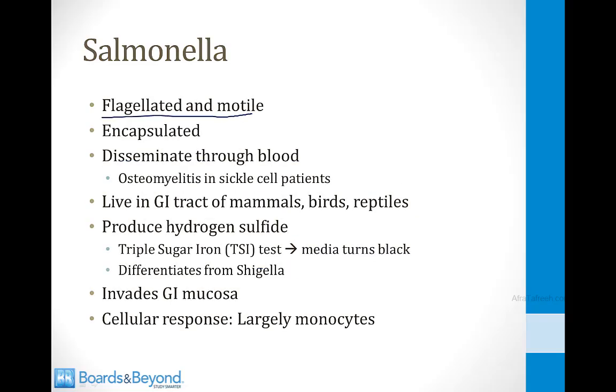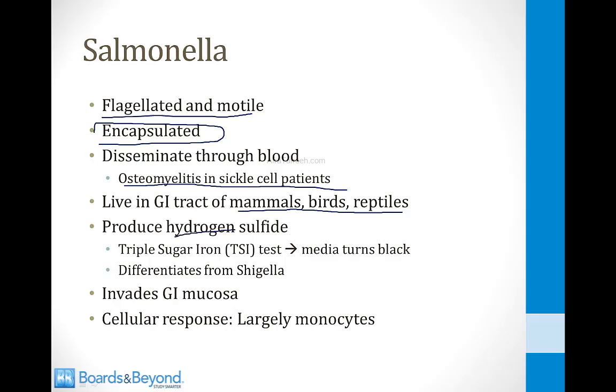Salmonella is a flagellated and motile bacteria. It is encapsulated, and that's why it can disseminate through the blood, and it's the classic cause of osteomyelitis in sickle cell patients because they are functionally asplenic and vulnerable to infections by encapsulated bacteria. It lives in the GI tract of mammals, birds, and reptiles, and this is why it can get into meat and eggs, and this is why you need to cook your meat and eggs.